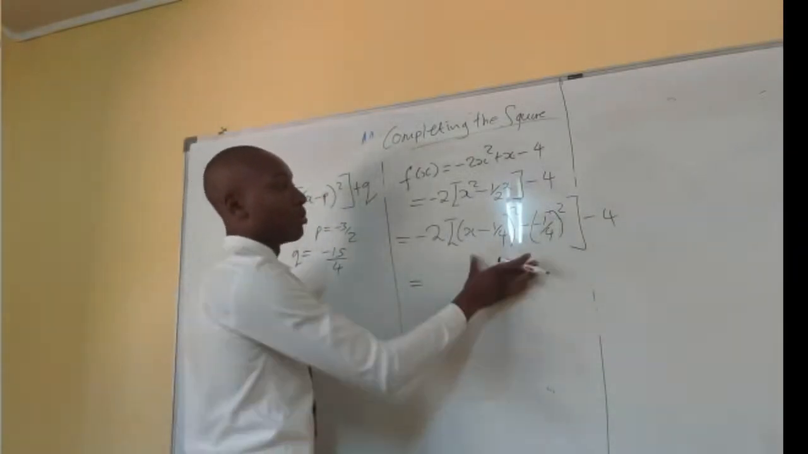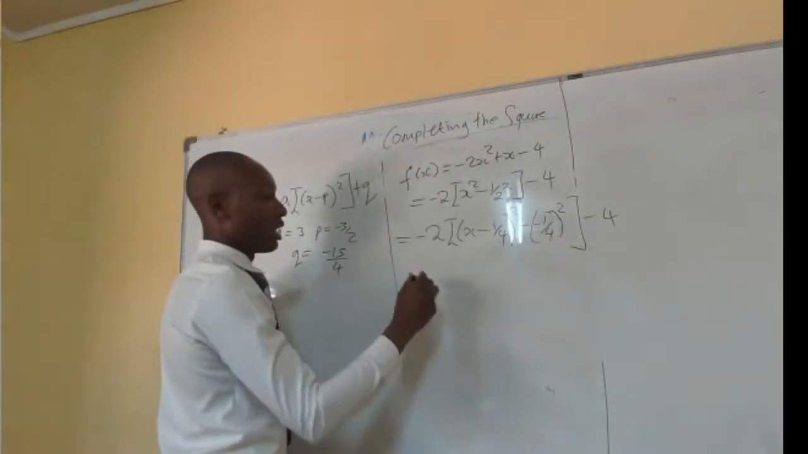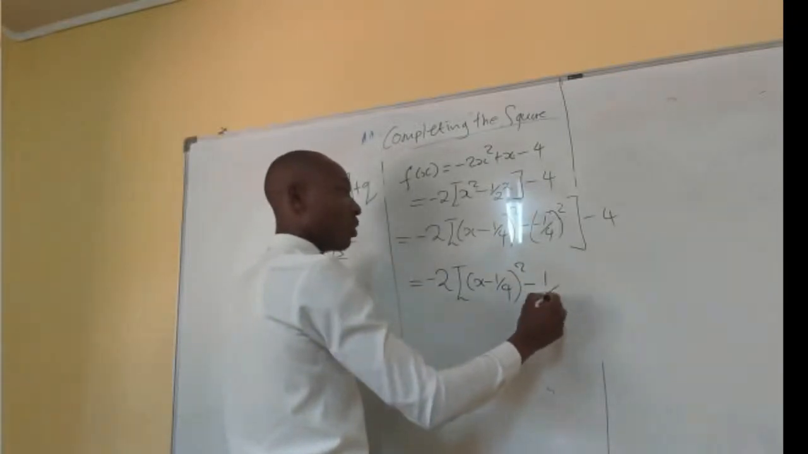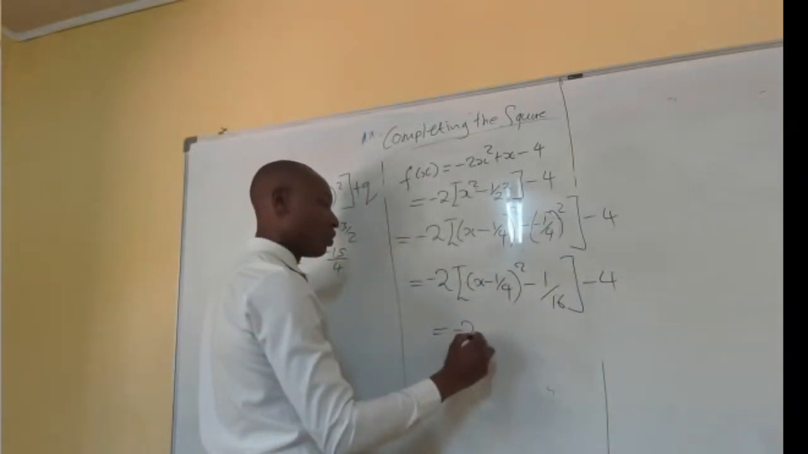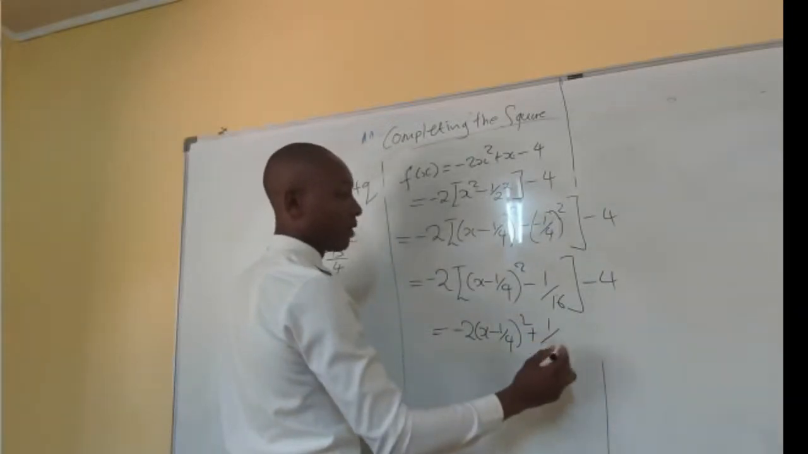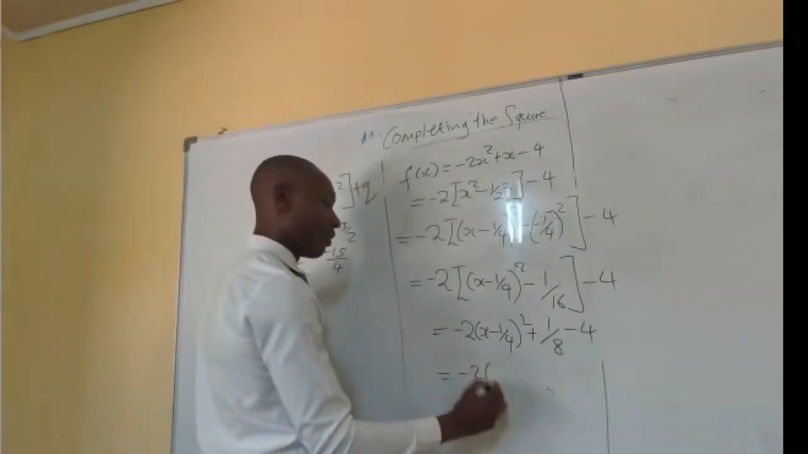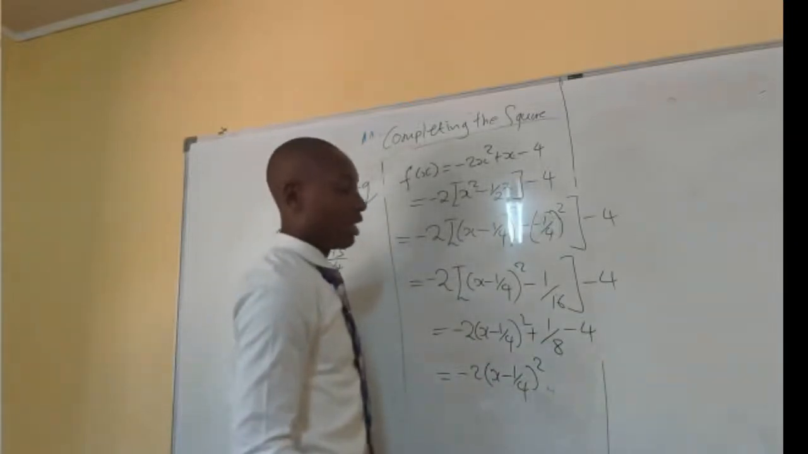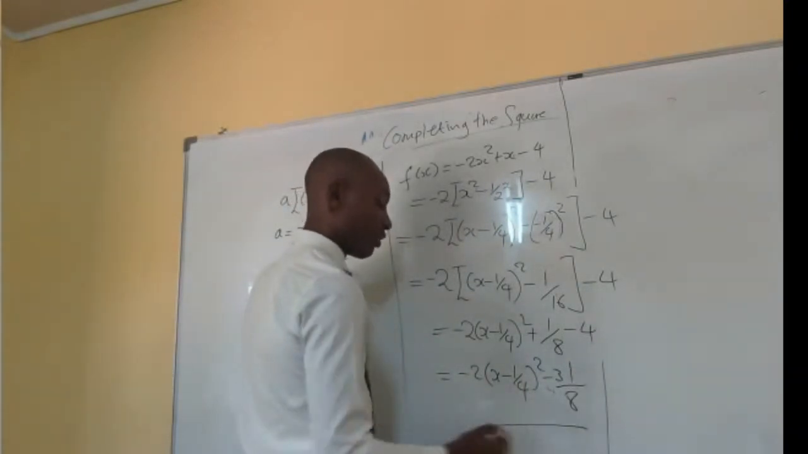Okay, so from this, what else can we talk about? You actually notice that we can evaluate that. So doing that, we have x minus 1 over 4 squared minus 1 over 16. Then everything minus 4. I'm going to distribute this, so we have negative 2 times x minus 1 over 4 squared, and negative 2 times this is plus 1 over 8. Remember, negative times negative is positive, minus 4. Then this is 8 times negative 4 plus 1, so 8 times 4 is 32, negative 32 plus 1 is negative 31 over 8. I've completed the square.